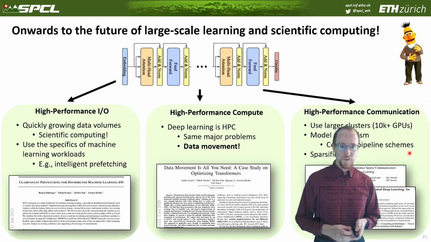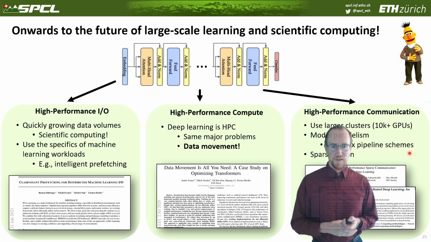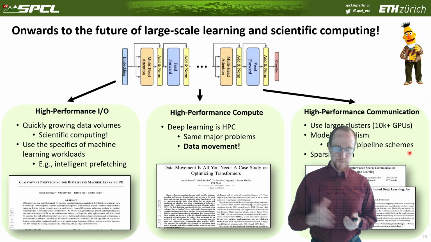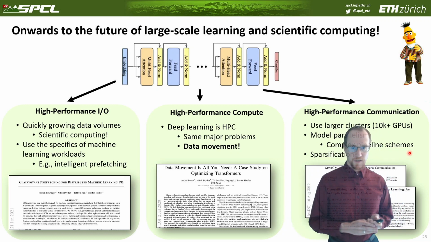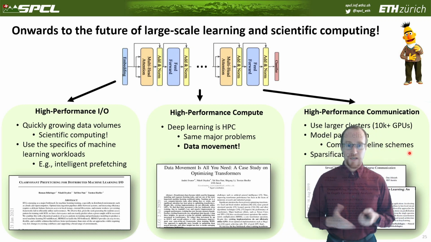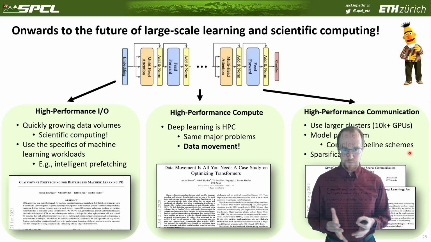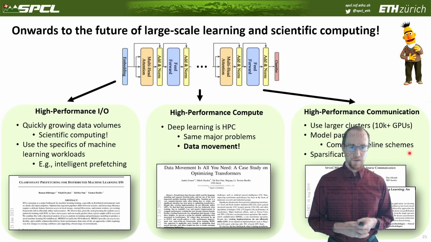Okay, so with that, I'm at the end of my talk, and I'm hoping that I can answer some questions, but let me just summarize the overall talk again. We talked about high-performance input-output, where the idea was that we use a trick: we can predict the deep learning workload because of the fixed seed. It's still random, but of course it's pseudo-random.